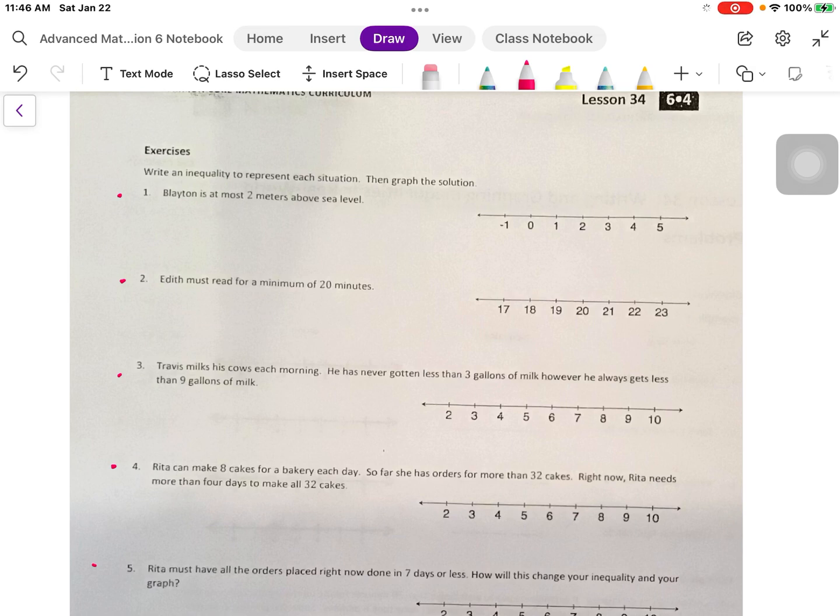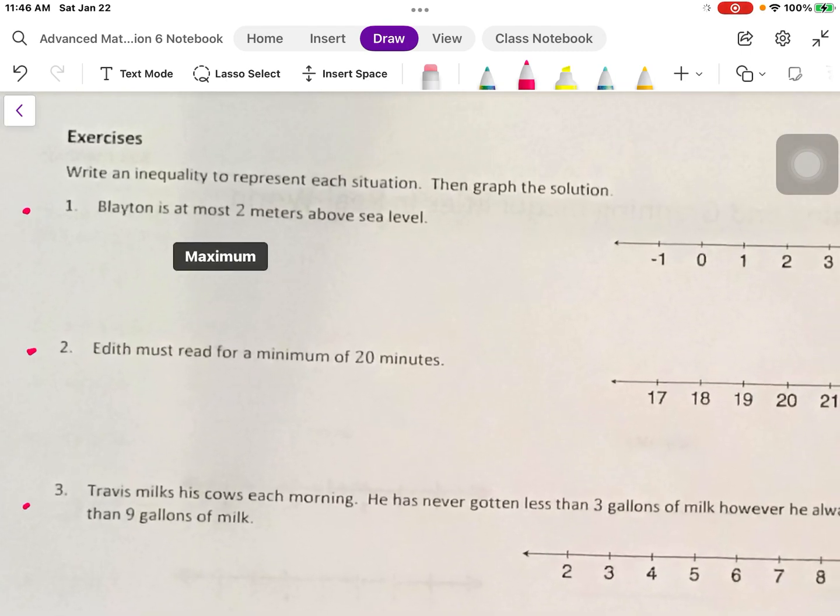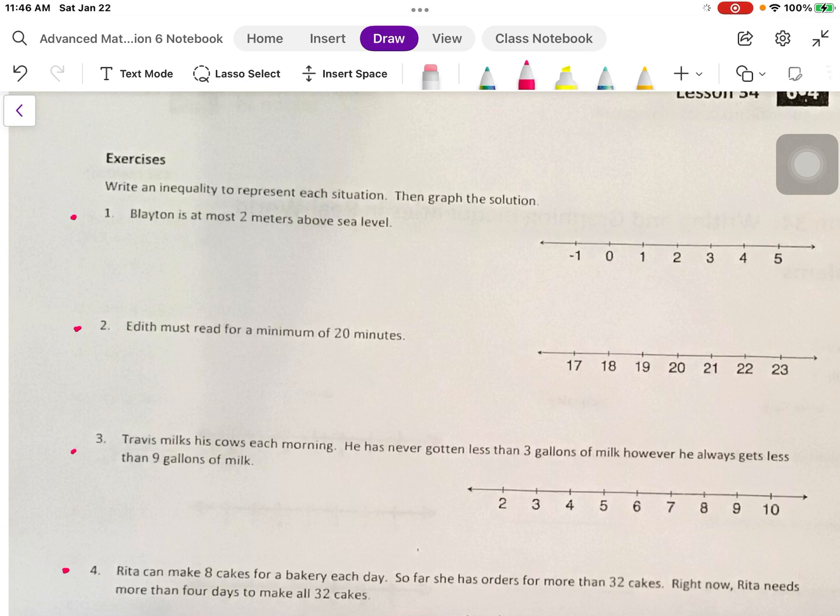Okay, hopefully you've given these a shot, and hopefully we're just going to check your answers and you're on the right track. Let's see what they're asking us here. Write an inequality to represent the situation, and then graph it.